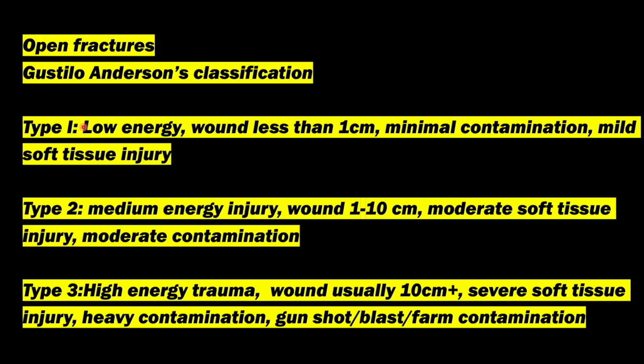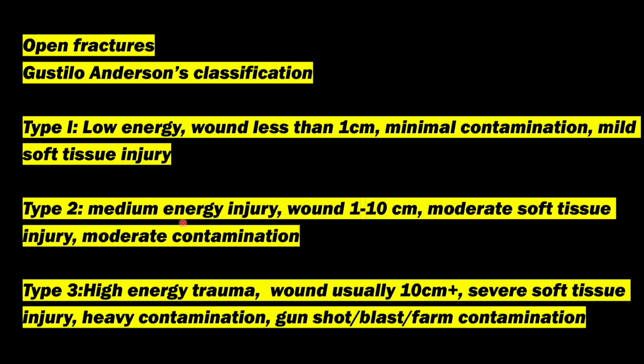So type 1 is a low energy fracture, as I've already shown you in the previous slide, and the wound should be less than 1 centimeter, and there should be minimal contamination of the wound, and the soft tissue injury should be a mild one. So this should be the least severe open fracture. While in type 2, the energy is medium energy injury. That means the fracture can be a transverse one or a wedge fracture, and the wound is around 1 to 10 centimeters, and soft tissue injury is moderate, and also the contamination of the wound is moderate.